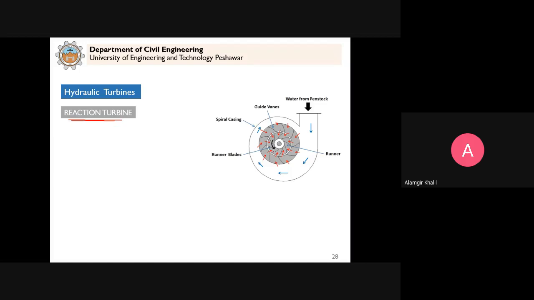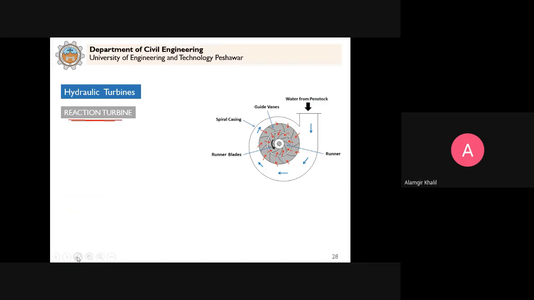Clear? Because if you remember, in case of a pump, the water enters at the center, it flows over the moving vanes, then the guide vanes, which we call the diffuser. Clear? And then the water was discharged through a discharge pipe. But now in this case, everything is reversed.